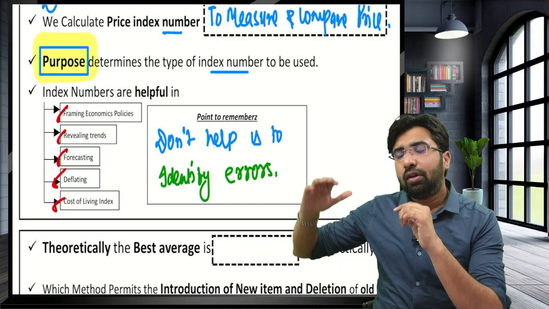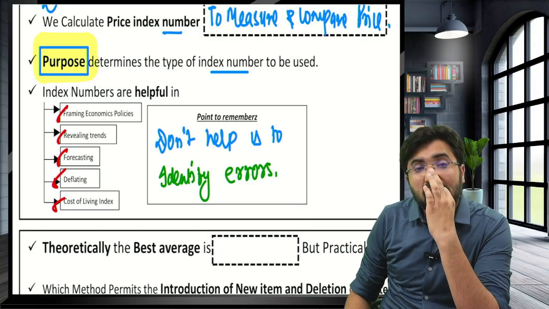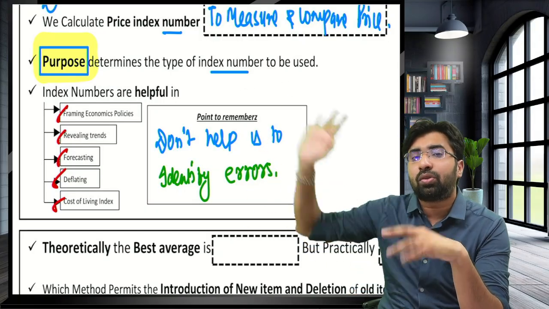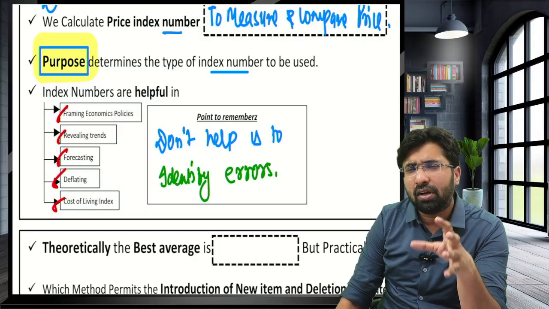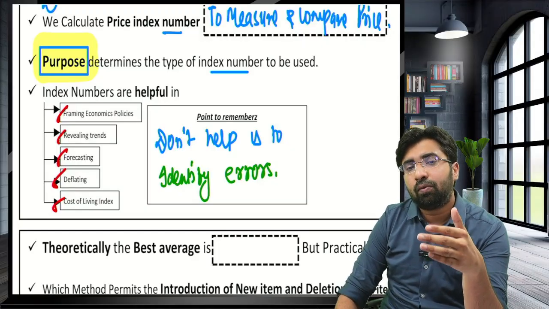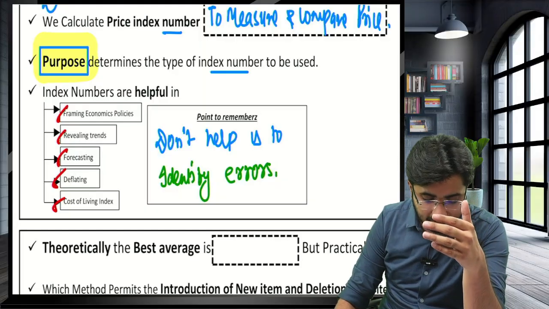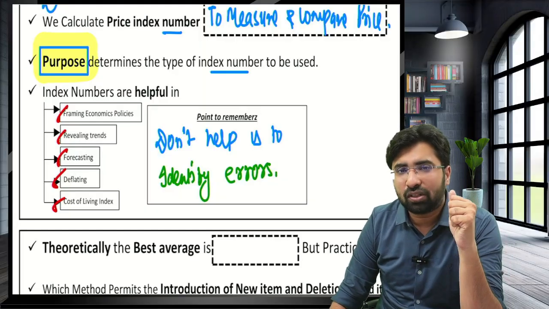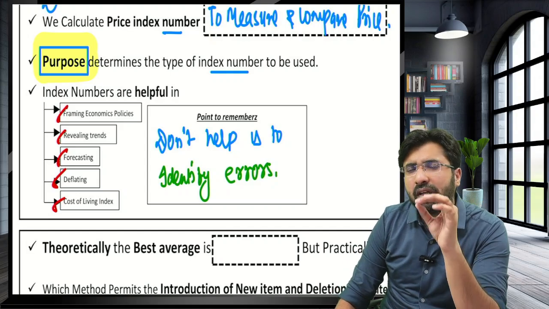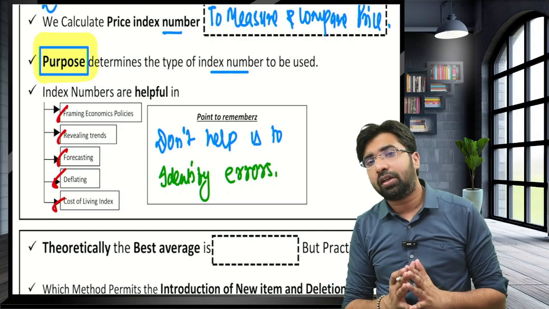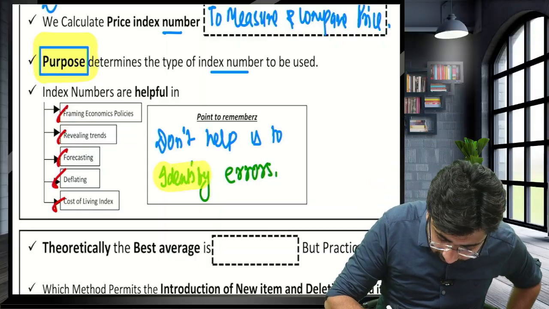Yes, you can see the trend, whether the price is increasing. You can make a forecast, what will be the price of this commodity in 2030. It helps in the government's formation of policies. We can calculate the cost of living, inflation, and deflation. You can convert anything to real value by dividing it by the price index. We know the formula of deflation, but we cannot identify the error. All these are helpful uses of the index number, but you cannot identify the errors.